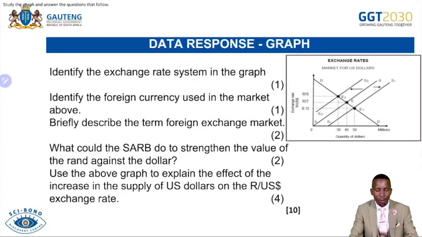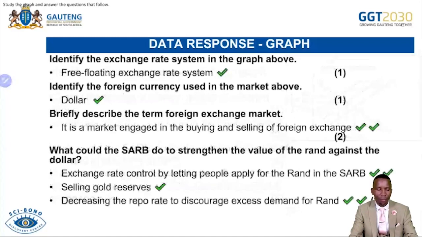Identify the exchange rate system used in the graph above. Identify the foreign currency used in the market above. Briefly describe the term foreign exchange market. What could the South African Reserve Bank do to strengthen the value of the rand against the dollar? Use the above graph to explain the effect of the increase in the supply of US dollars on the rand to dollar exchange rate. 10 marks.